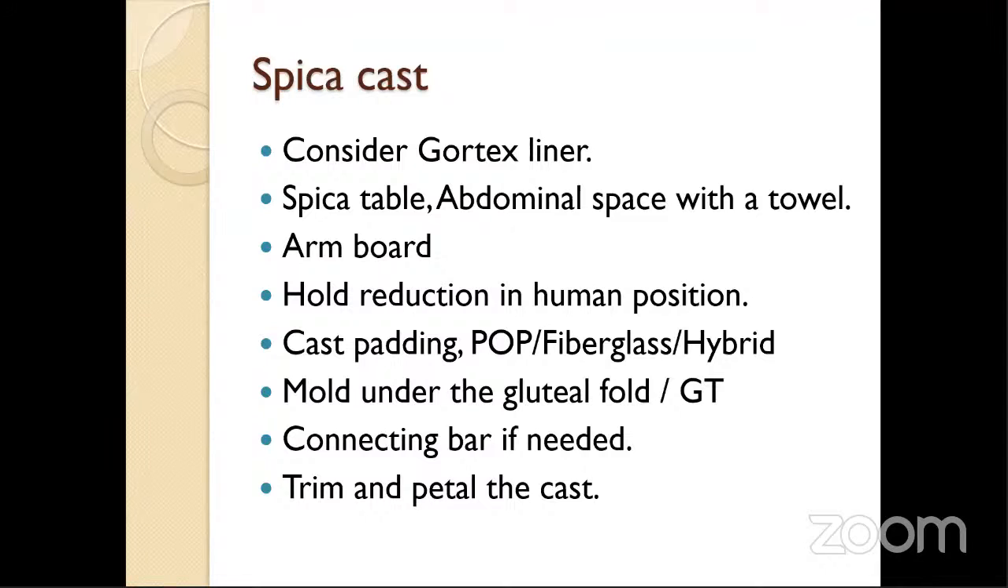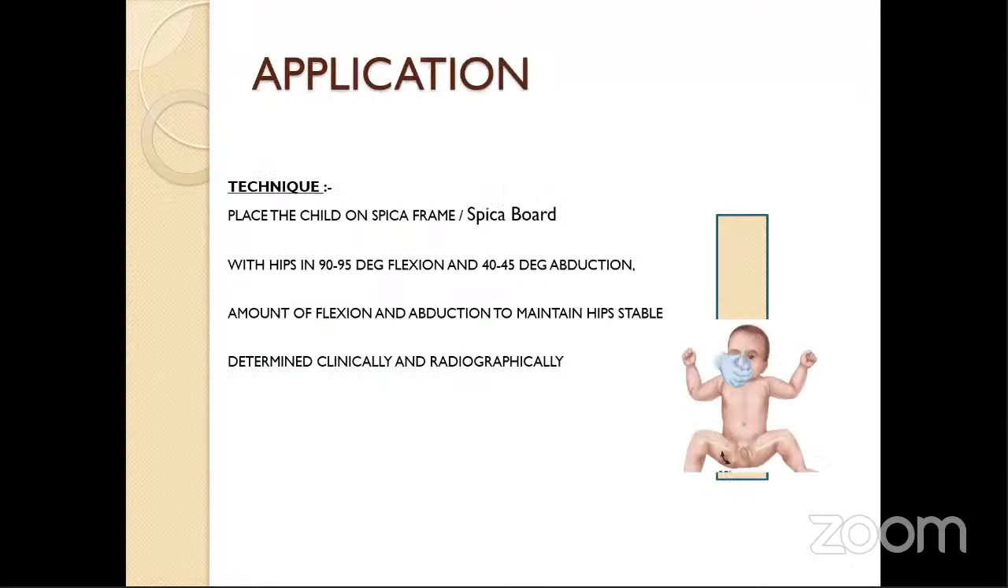And in the end, trim and petal the cast so that there are no sharp edges and there is adequate space for breathing, umbilicus, as well as for motion and urine. So this is the application. I use a standard wooden board and place the baby at the edge of the board in the frame, or if you have a child spica frame, you can use that. The hip should be in about 70 to 90 degrees of flexion and about 40-degree abduction and external rotation.